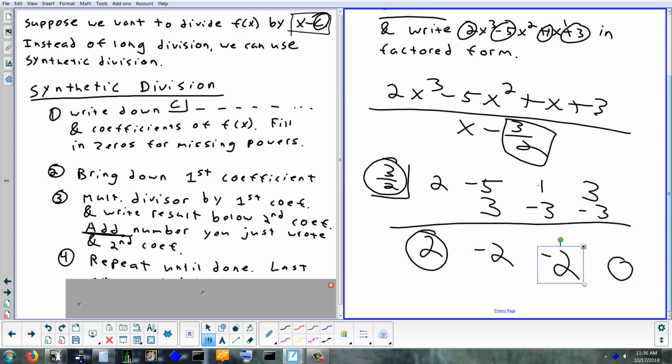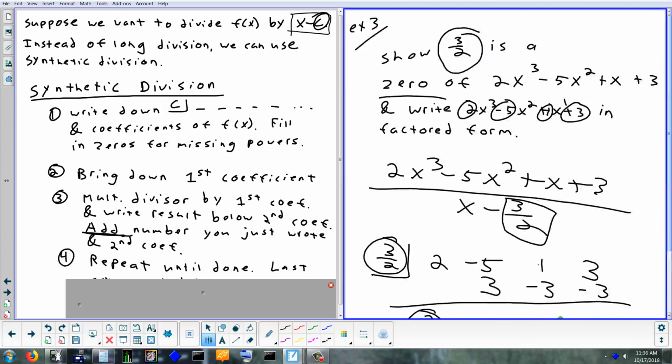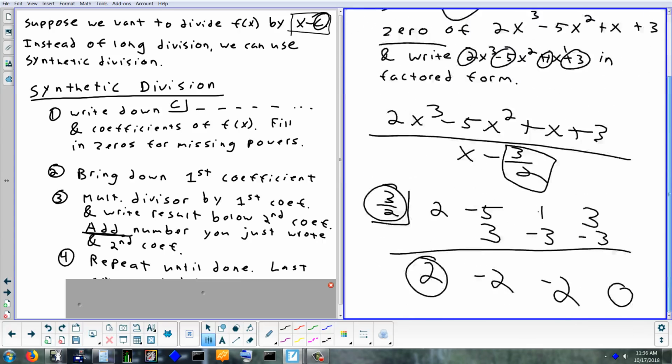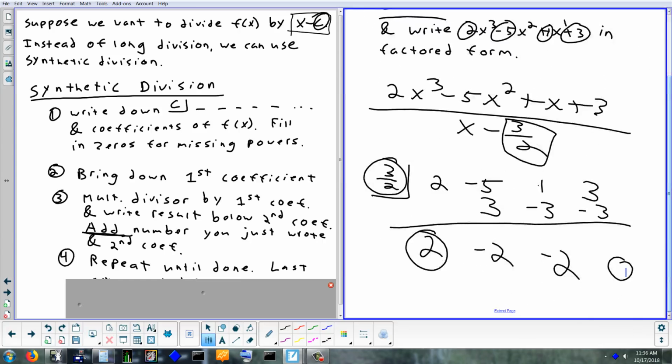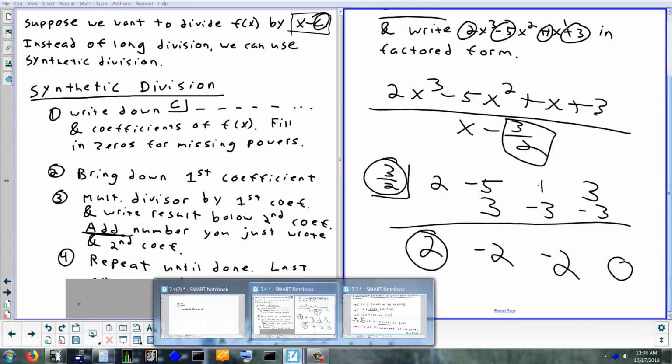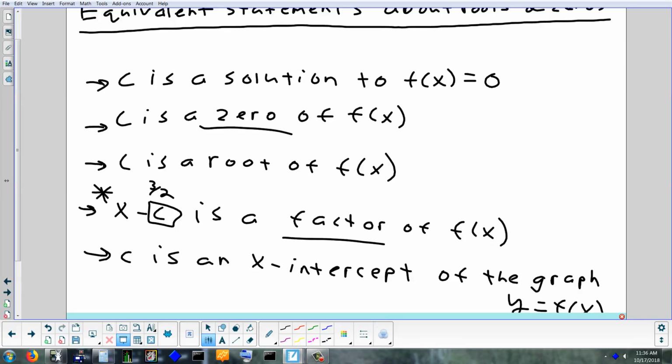So that's the remainder, which is perfect because they said to show that, well, I showed that x minus 3 halves is a factor. How did I do it? I showed that it went into it without a remainder. So if x minus 3 halves is a factor, that means what I had for C, 3 halves, is a 0. So I showed what they wanted to show.